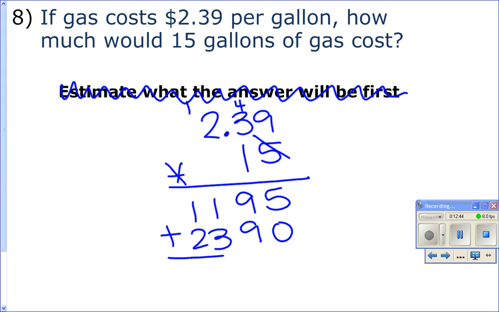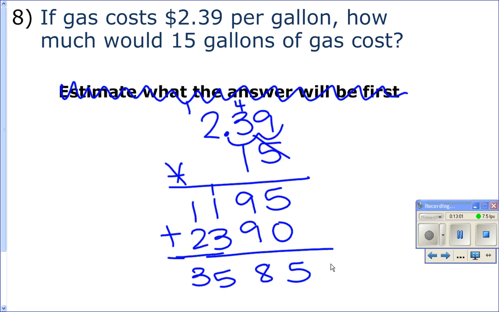Add it together. 5, 18, 5, 4. Sorry, 3. Went too fast there. Okay, 2 plus 1 is 3. To move the decimal, you go 1, 2 times. Okay, since there are only 2 places here and we are dealing with money, you do not have to round this one. So the answer is $35.85.